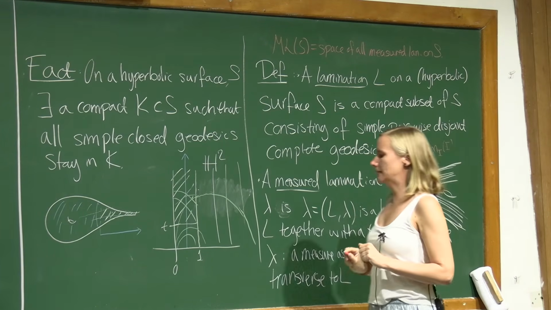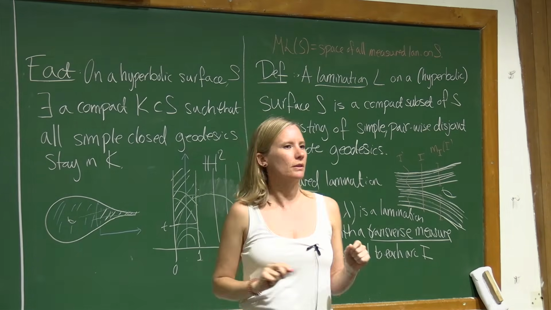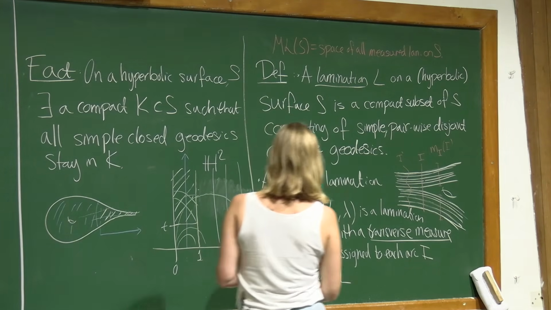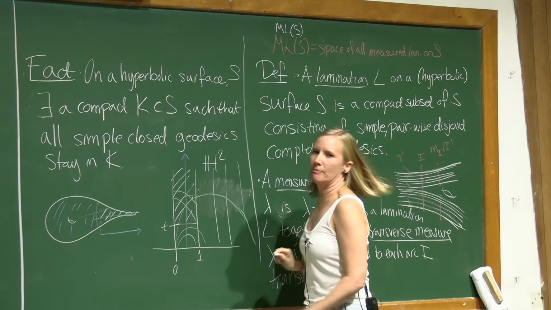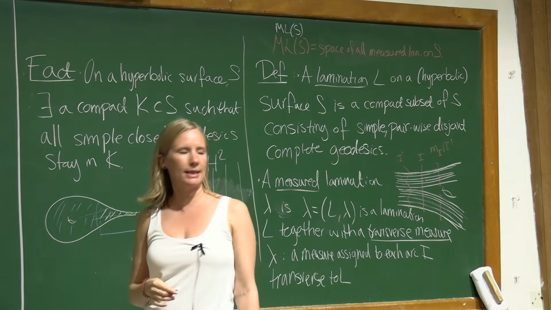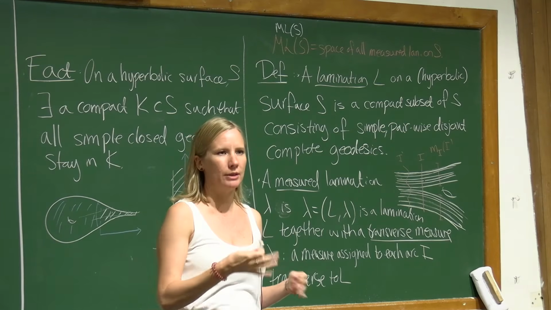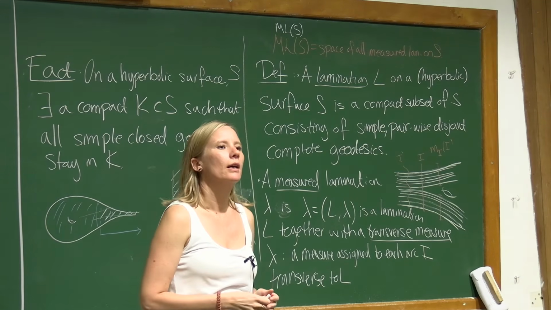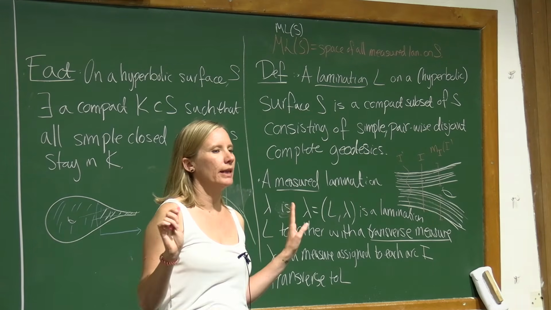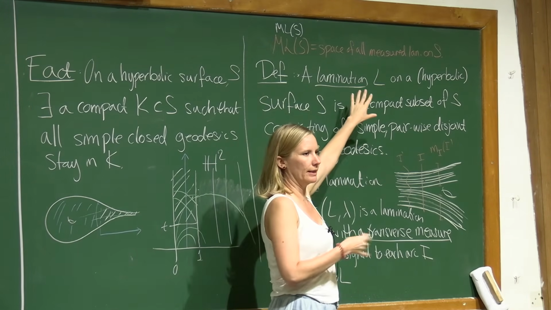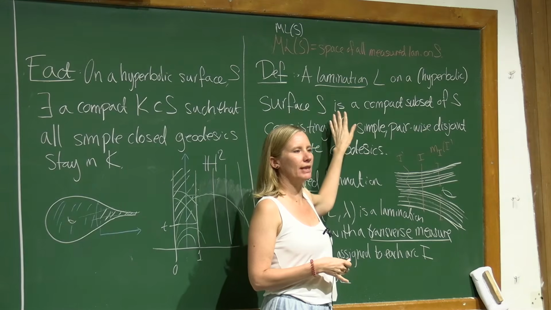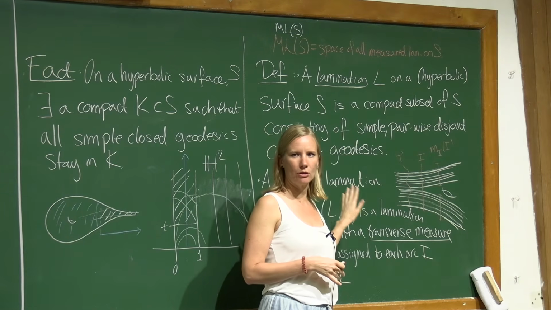ML of S is my notation for the space of measure laminations on S with a weak star topology on the measures. You're not fixing the laminations? No. ML of S is all possible laminations that carry a transverse measure. In fact, not every lamination will carry a transverse measure, but those are the ones.